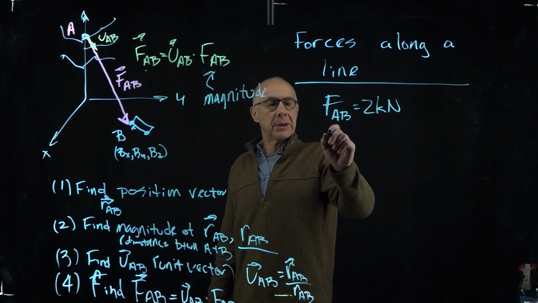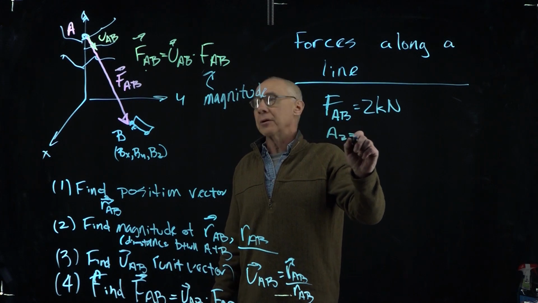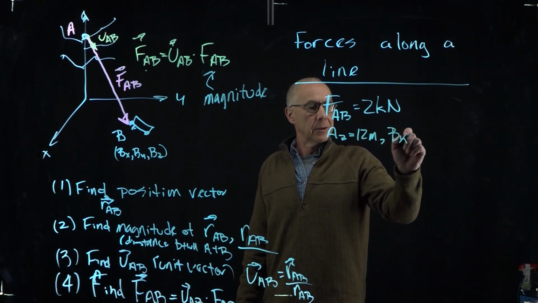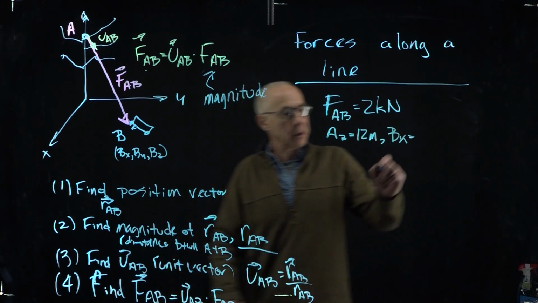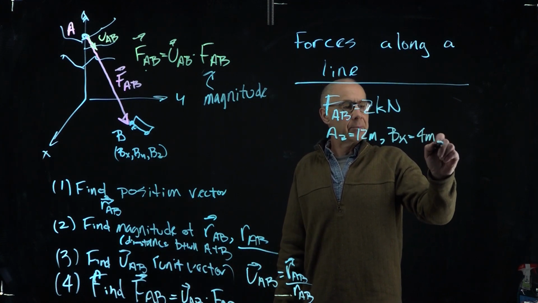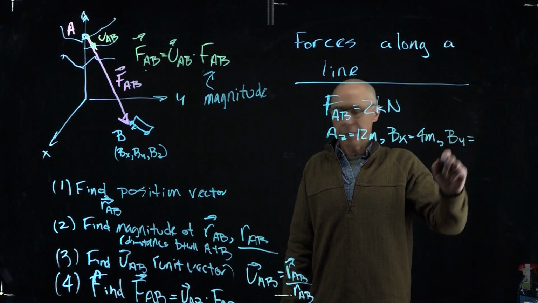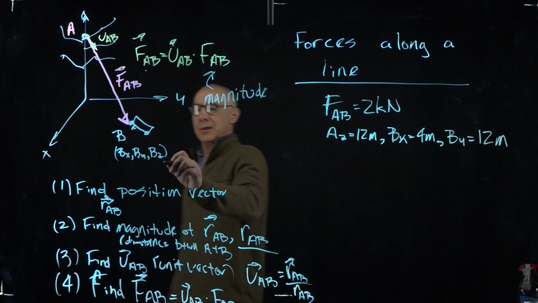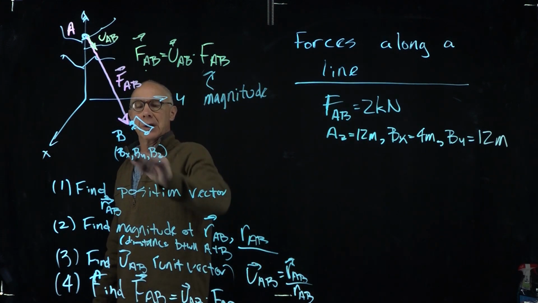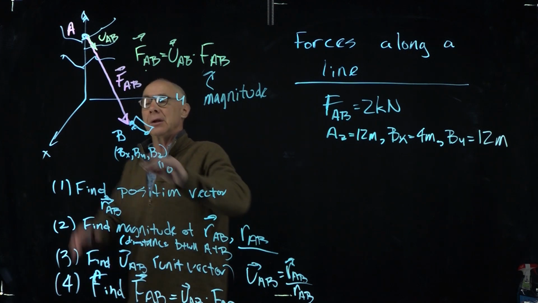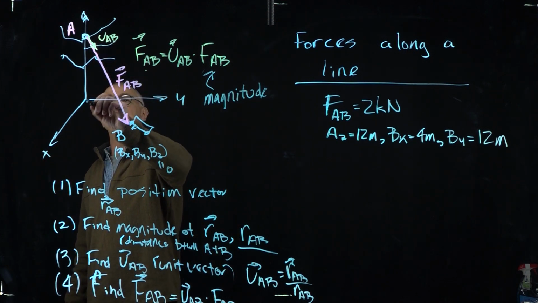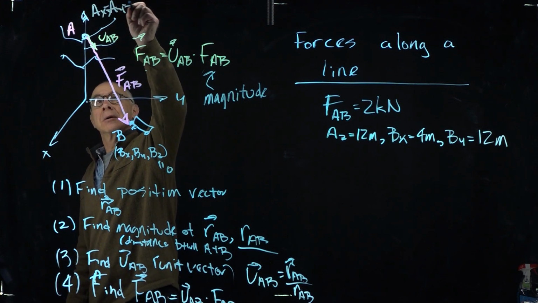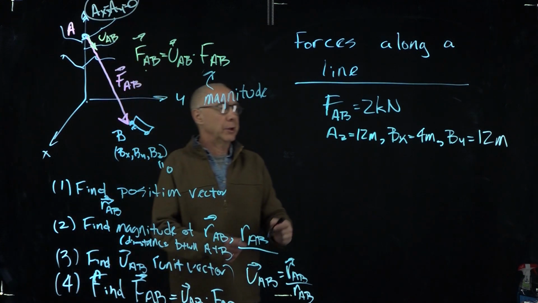And I'm going to say that AZ equals 12 meters. And BX equals 4 meters. And BY equals 12 meters. Everything else is 0. So, for example, BZ equals 0 because we're basically on the XY plane. And in this case, we're at the origin, so AX and AY are all equal to 0. Okay, so we don't need to define those.